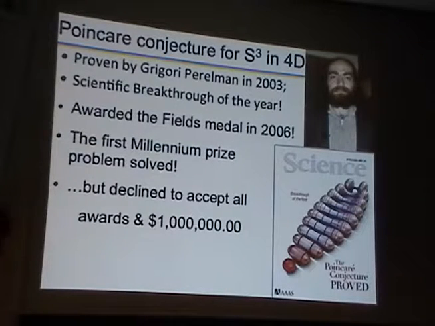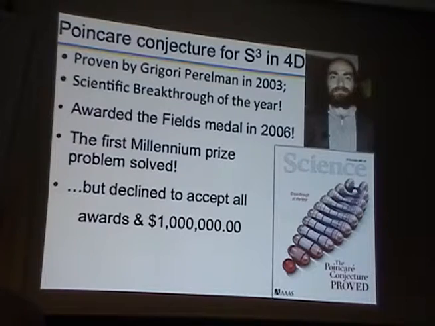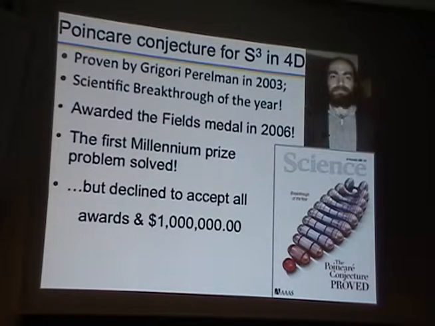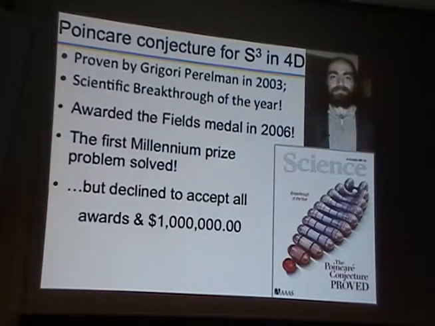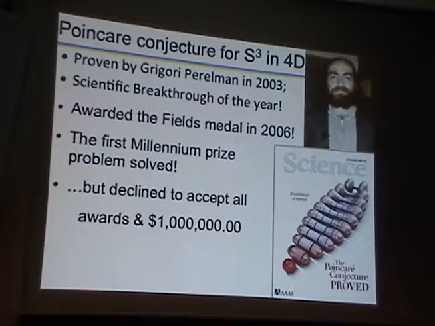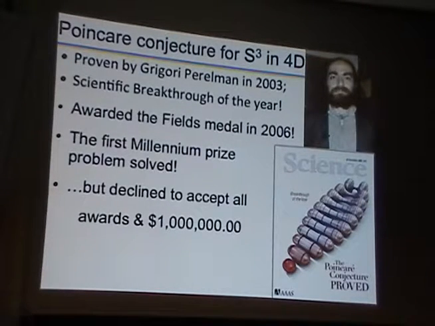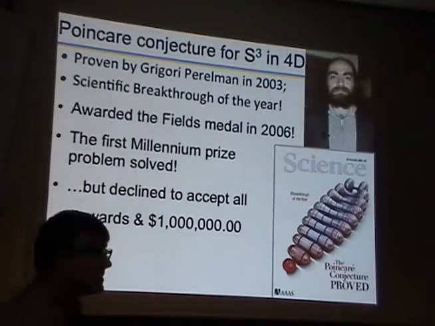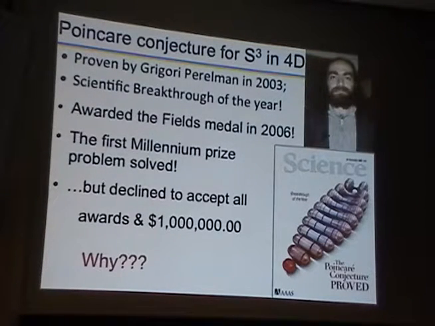Perelman, and it was called Scientific Breakthrough of the Year. He was awarded the Fields Medal in 2006, and because this problem of Poincare conjecture was so long-lasting and difficult to be proved for quite some period of time, this problem was selected to be one of the Millennium Prize problems, and it's the only one that so far was solved. So he was also given the Millennium Prize, which is $1 million, but declined to accept all of those awards and also the $1 million as well. So my question to you is, why?